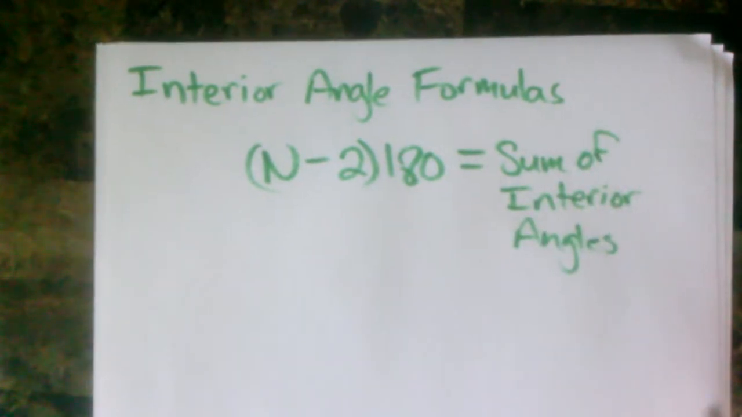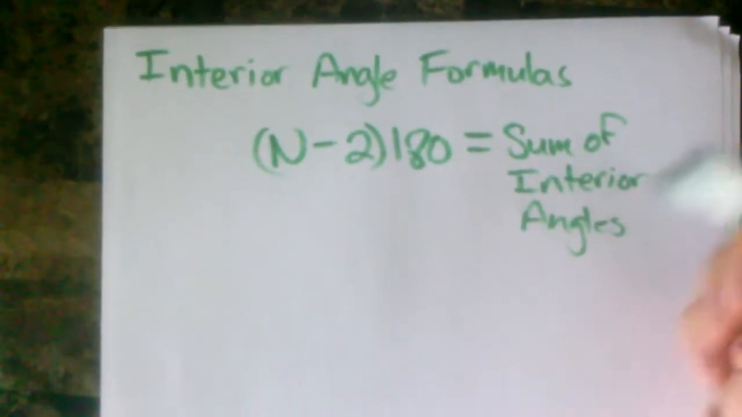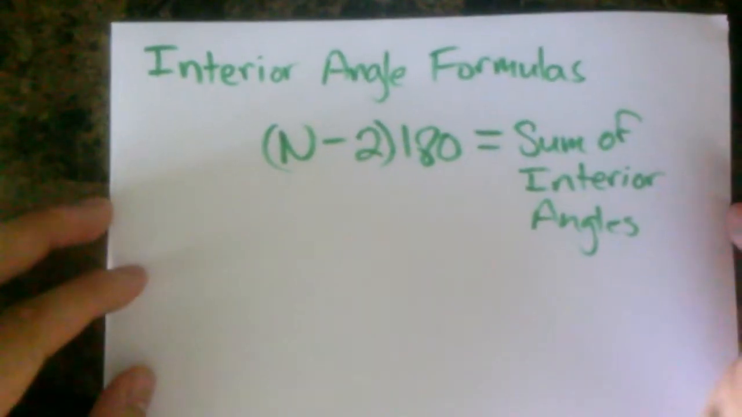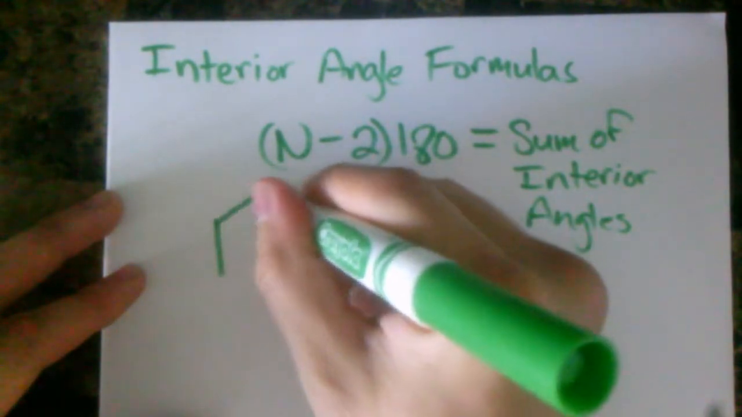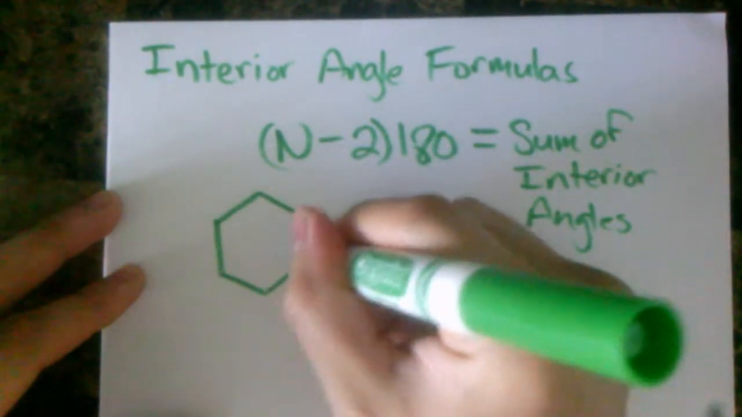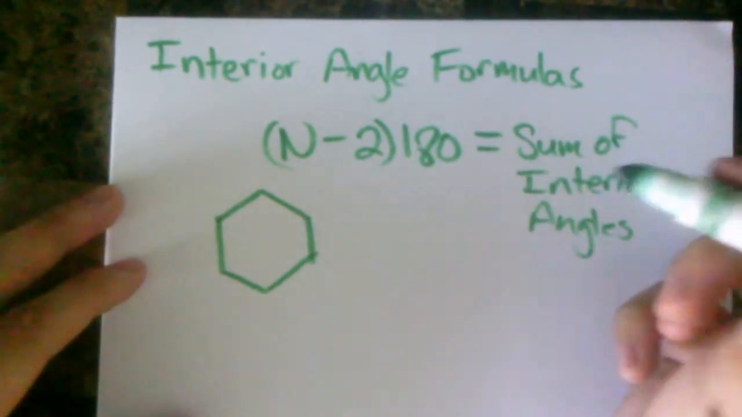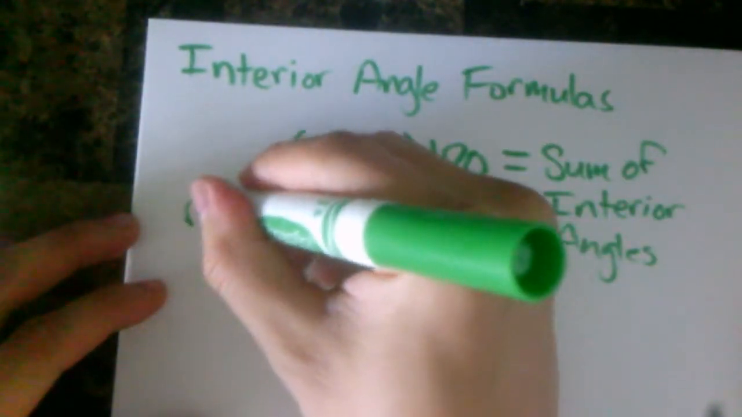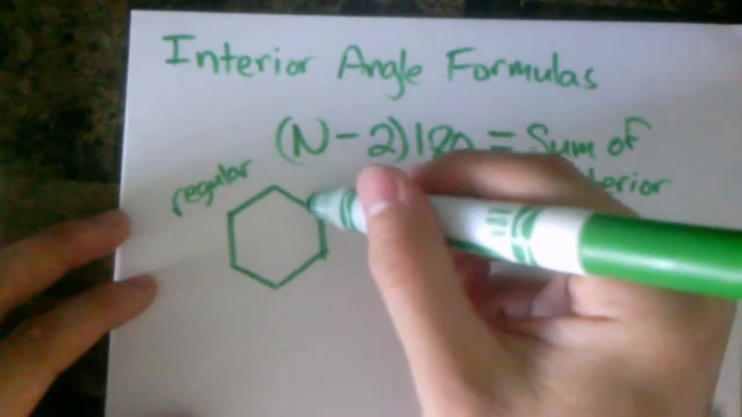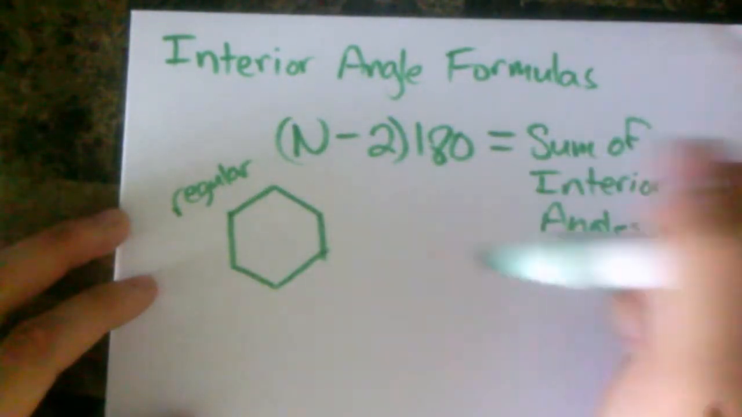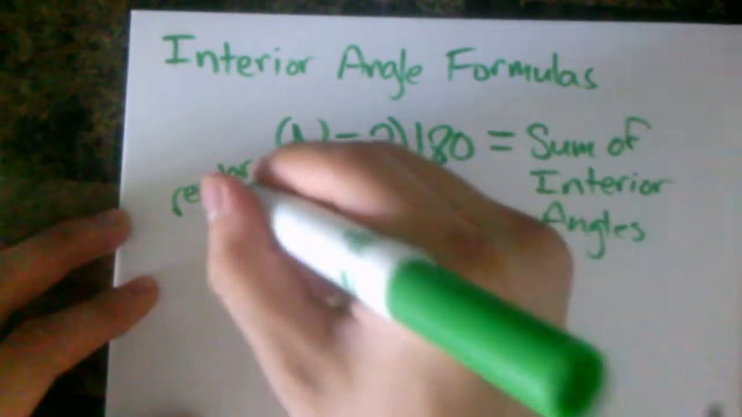So if I gave you a shape and I told you it was a regular polygon, what kind of shape is this? Okay, it's not quite regular, but on the test, again, I will tell you that it's regular. I apologize, my shapes are never going to be perfect. But this is a 1, 2, 3, 4, 5, 6. It's a six-sided figure, so this is called a hexagon.